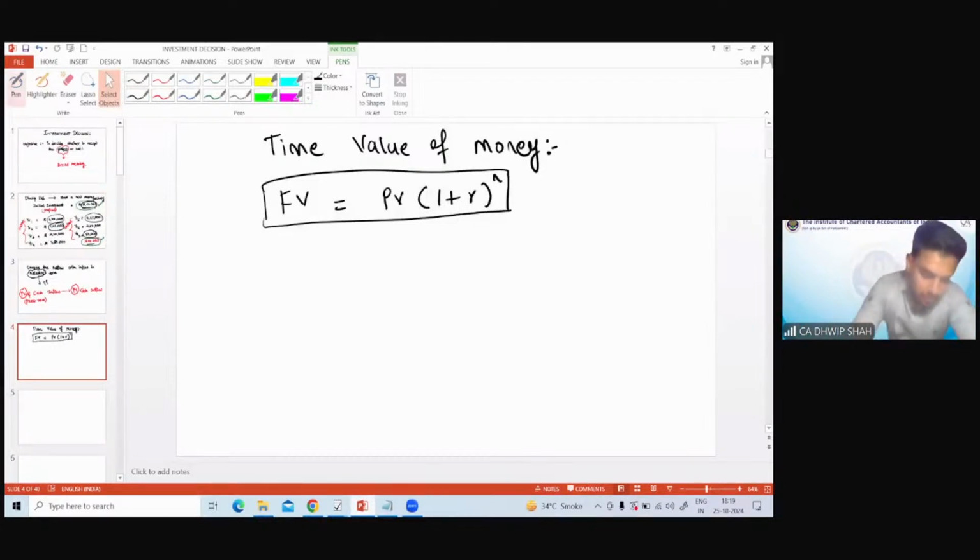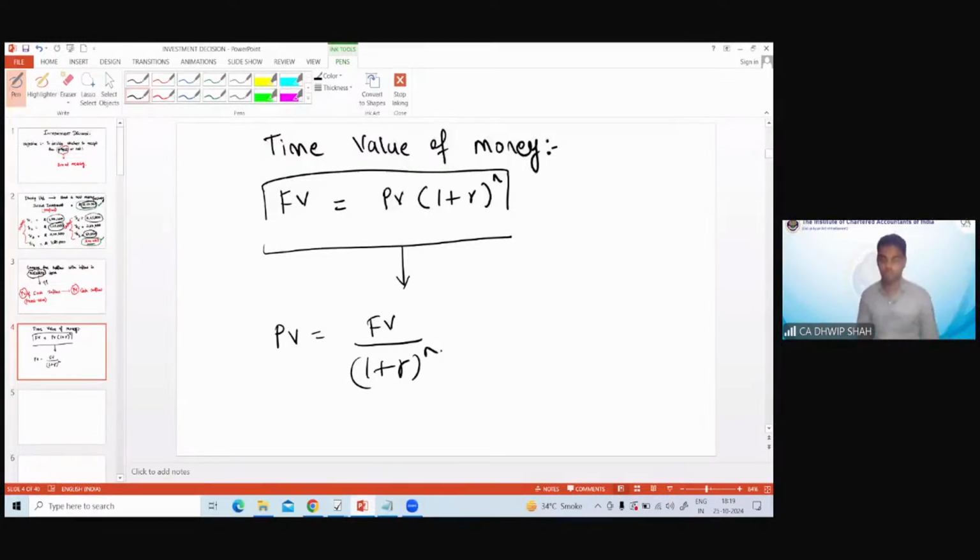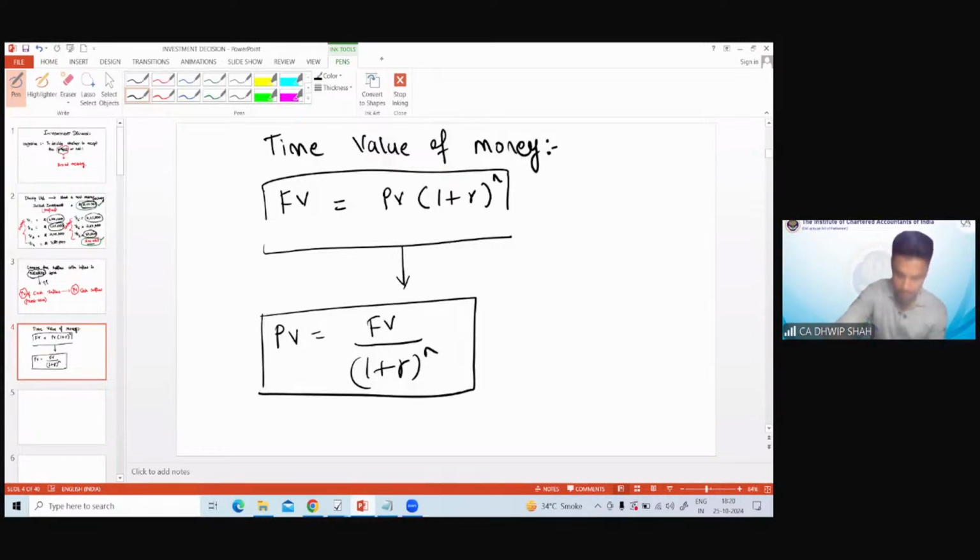Now, by rearranging this formula, can I say present value is nothing but future value divided by 1 plus r raised to n? I took 1 plus r raised to n to the other side. So to calculate the present value, the formula is future value divided by 1 plus r raised to n. Yes or no? Is everyone with me? Any queries still here? I want everyone's concept to be very clear. Yes, that's clear. Thank you. So let's move forward. Present value is nothing but future value divided by 1 plus r raised to n.